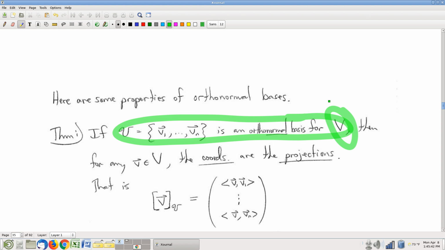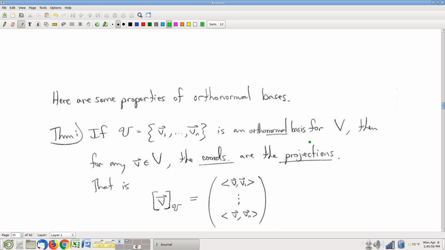So given an inner product space, V, which, asterisk, of course, is also a vector space, but we need that inner product structure. Then for any vector in that vector space, there are a couple of calculations that will always line up, shockingly. One is if you compute the coordinates of that vector.